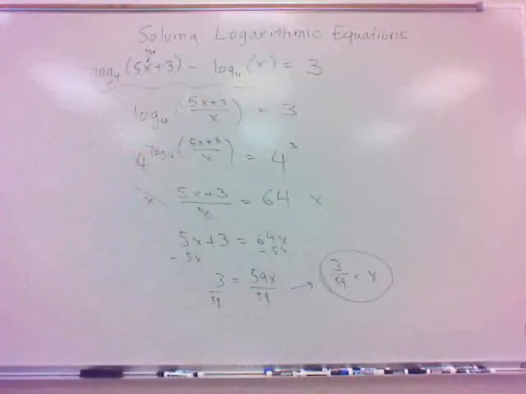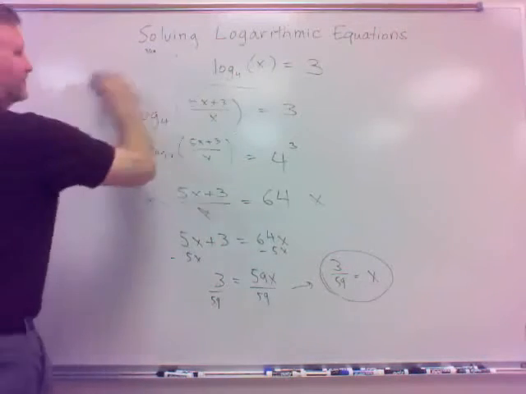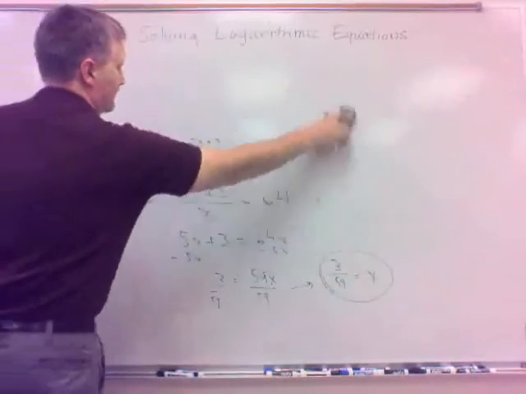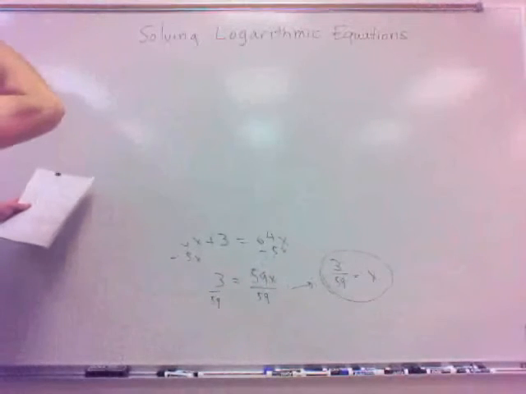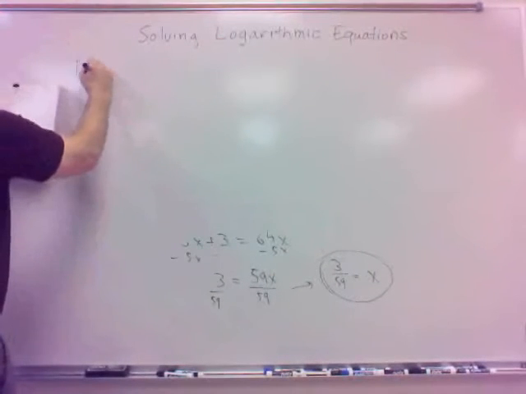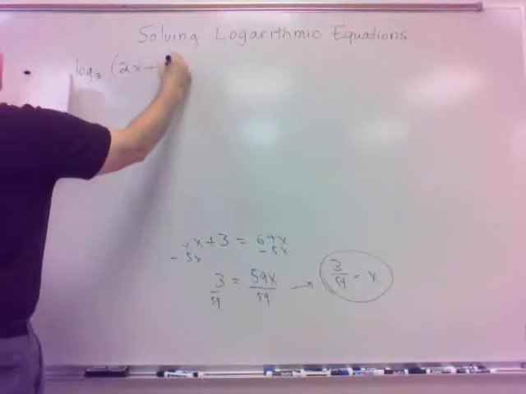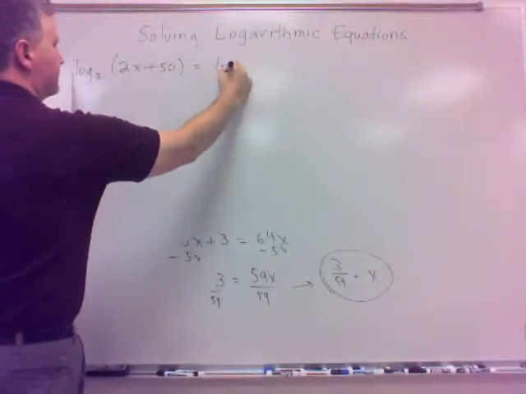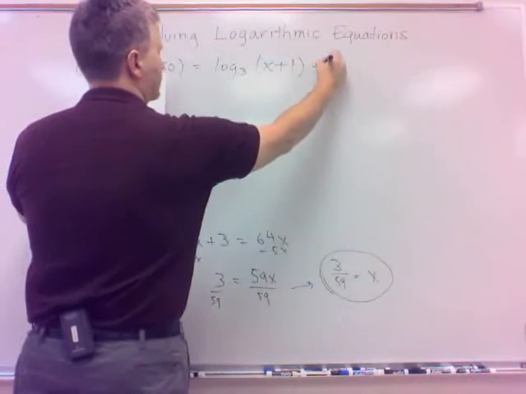3 59ths. Okay? One more of these types. What do we do if we have this? Log base 3 of 2x plus 50 equals log base 3 of x plus 1, plus 4.